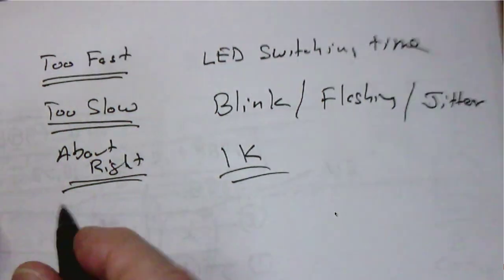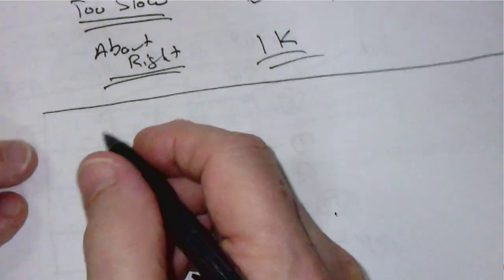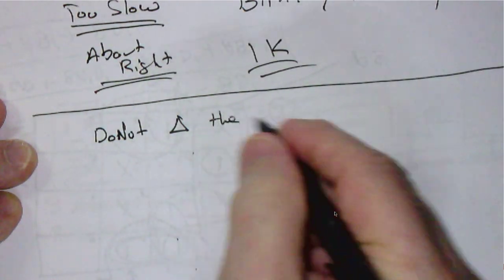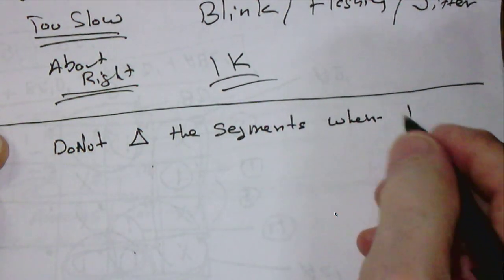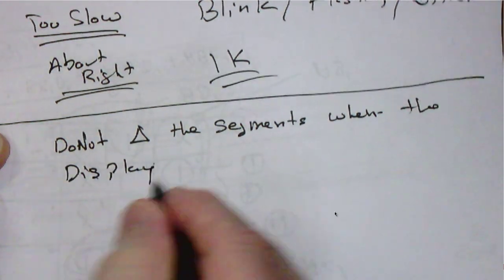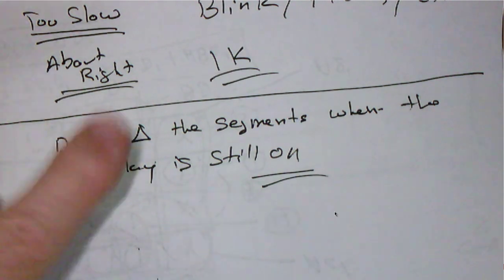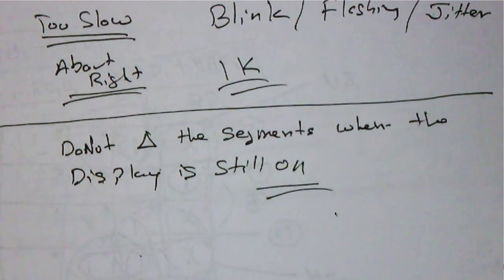Now, what are some other things that you have to think about? Well, there are some really important things not to do. One of those is do not change the segments when the display is still on. Because if you do, when you run this at a kilohertz or so, you'll start to see streaking. You'll see segments that look like they're streaking. And they're not fully on, they're not fully off, they're kind of blurred. And this definitely makes the display really ugly. So you don't want to do this.